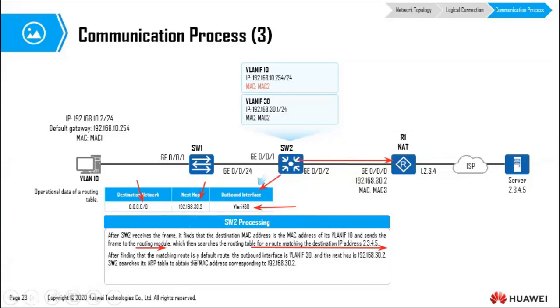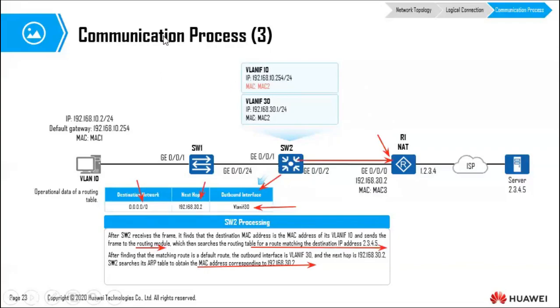So after finding that the matching route is a default route, the outbound interface is VLANIF 30 and the next hop is 30.2. So switch 2 searches its ARP table to obtain the MAC address of what? Of the corresponding interface. Of this interface. Are you getting the point? So now the destination MAC address will have to change. Are you getting that? The destination MAC address will have to change to the MAC address of this particular interface. So I hope you understand that.